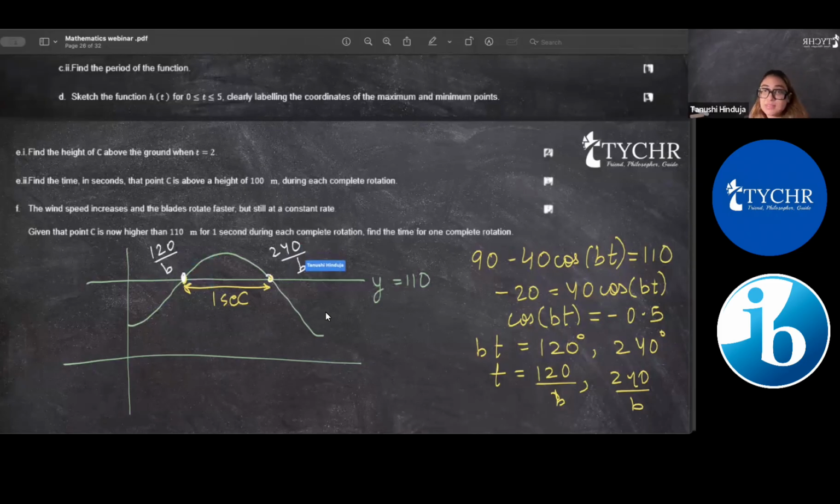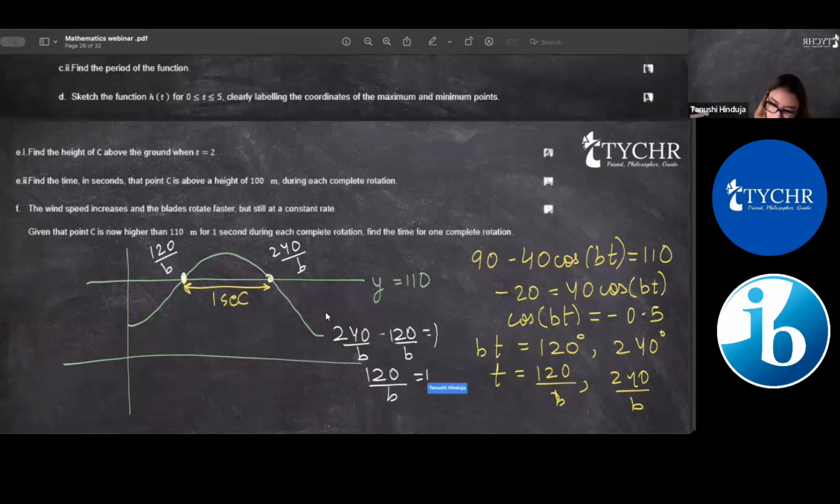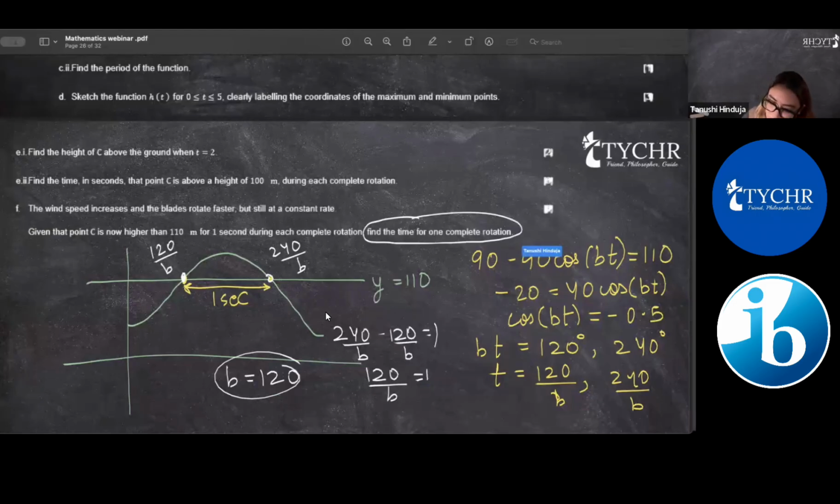And they said that this interval is 1 second. So that means 240 over b minus 120 over b is just 1. The denominators are the same, so I can subtract. 120 over b is 1, so b is just 120. So the period is now 120. And that's what they were asking for, the time for one complete rotation. That is 120 seconds. That's what the period means. That would be the answer.